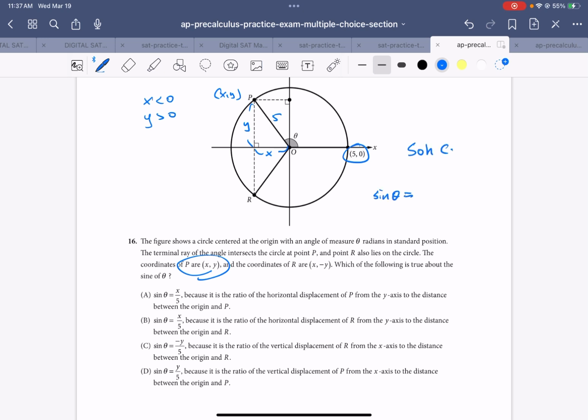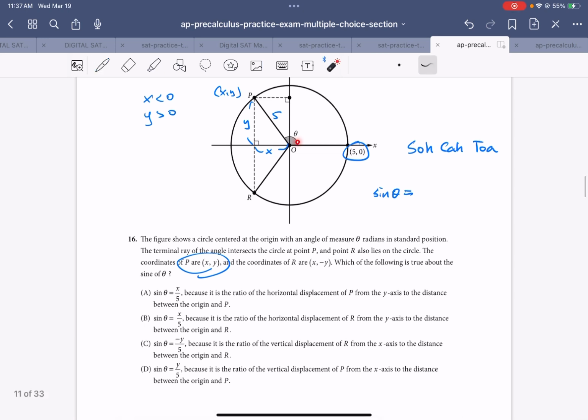If you remember SOHCAHTOA, I believe you know what I mean here. It's opposite over hypotenuse. So where is the opposite of this angle? Here we use a reference angle. The reference angle is a positive acute angle between the terminal side and the x-axis, which is here. So instead of thinking about this angle, you can use the reference angle, right? So sine theta is opposite over hypotenuse, which is the opposite side here, and the hypotenuse is this one, right? So y over 5. So that's your sine value. If you look at the answer choices, it's this one, right? It says the ratio of the vertical displacement of P from the x-axis, which is y, to the distance between the origin and P, which is 5. Yeah, so that's the correct answer.